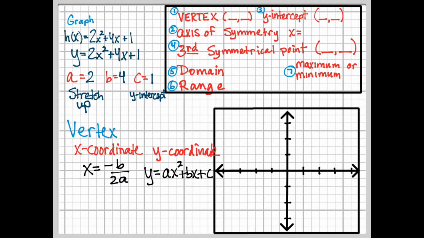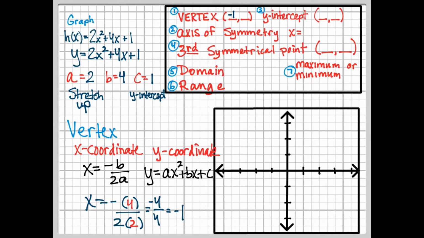So on our problem, we have x equals negative blank over 2 times blank. Our b value, as we can see from before, is 4, and our a value is 2. So that makes our fraction negative 4 over 4, which is negative 1. Our vertex is going to have an x-coordinate of negative 1.